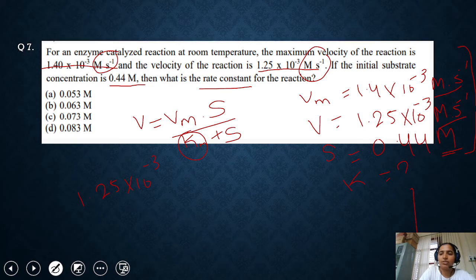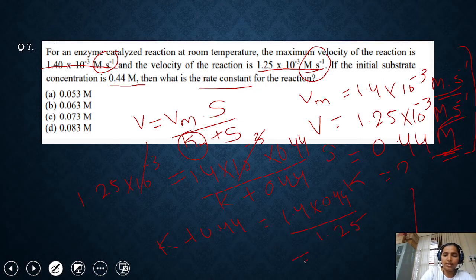If they have given molar, then all the readings should be in molar only. So this is V. Let's put the value of 1.4 into 0.44 divided by K plus 0.44. So these units are really important. Now solve this. It will become 1.4 into 0.44 divided by 1.25.